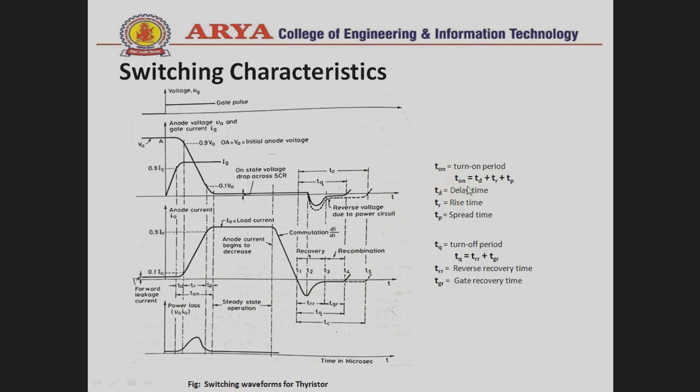The T on time period is divided into 3 time intervals. TD is the delay time period, TR is the rise time period, and TP is the peak time, also known as the spread time. TQ is the turn off period, that is TRR plus TTC.